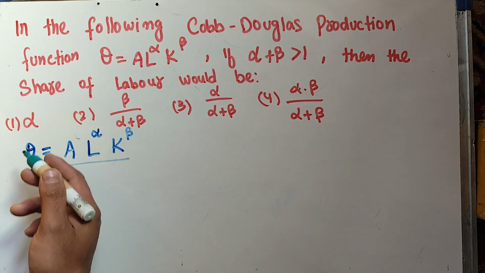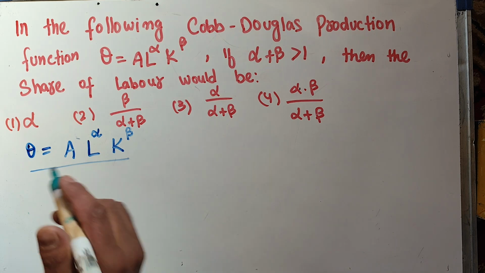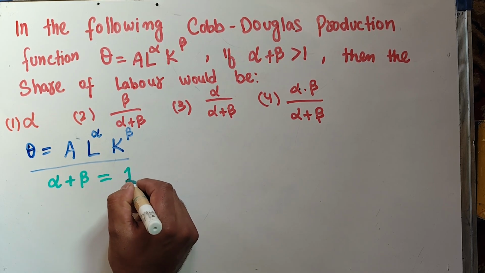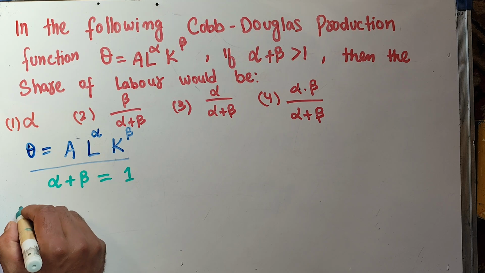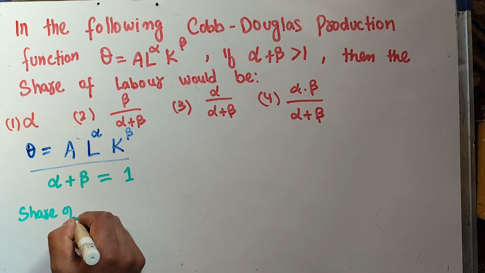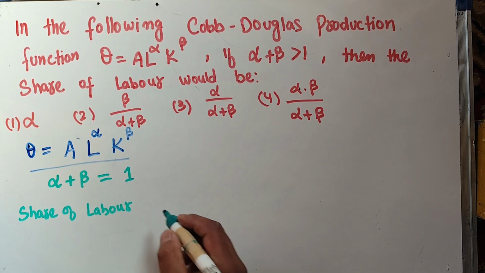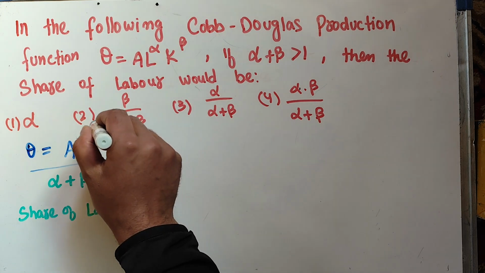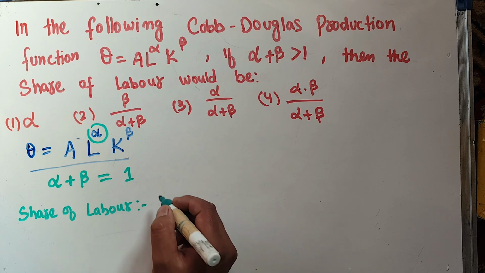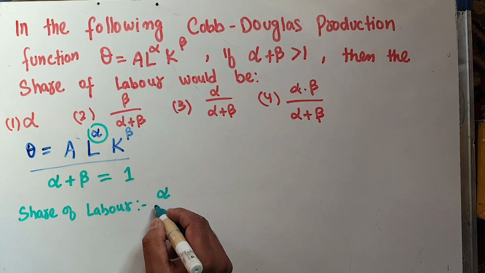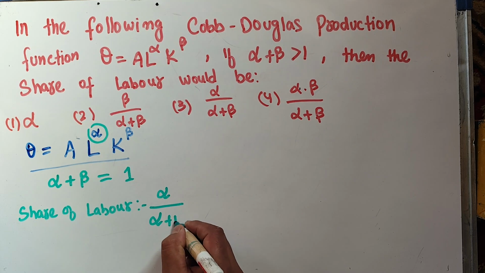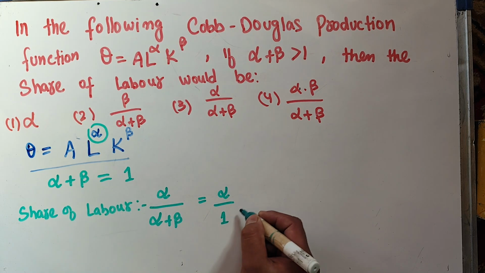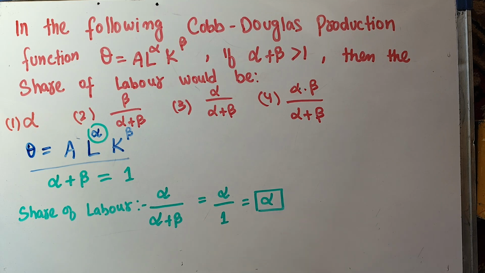Now, if this Cobb Douglas production function is given to us, and if the sum of alpha plus beta is equal to 1, then the share of labor would be, so the percentage share of labor in total output will be equal to the exponent of L, which denotes the output elasticity of labor also. So it will be equal to alpha divided by alpha plus beta. Since alpha plus beta is equal to 1, we will get the share of labor as alpha in this case.